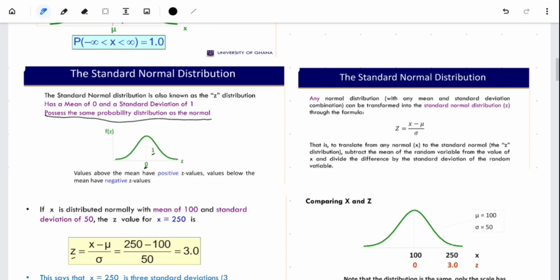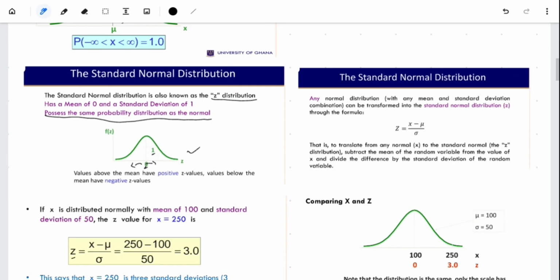So the values above the mean have positive z values and below the mean have negative, right? And they're saying that the standard normal distribution is also known as the z distribution. So if you are given a probability that you have to find for the standard normal distribution, you have to know they are talking about the z distribution. Therefore, we are going to use the z table to find your probabilities.